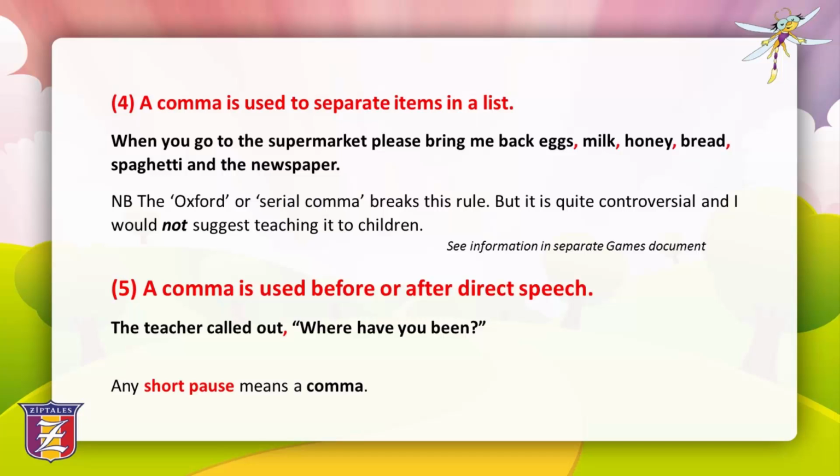5. A comma is used before or after direct speech. For example, the teacher called out, "Where have you been?" In a sense, they're all a variation on Rule 1. Any short pause means a comma. However, given the way judgments can be made about proper usage, and this particularly applies to the 4th and 5th rules, it's best to teach them carefully anyway.